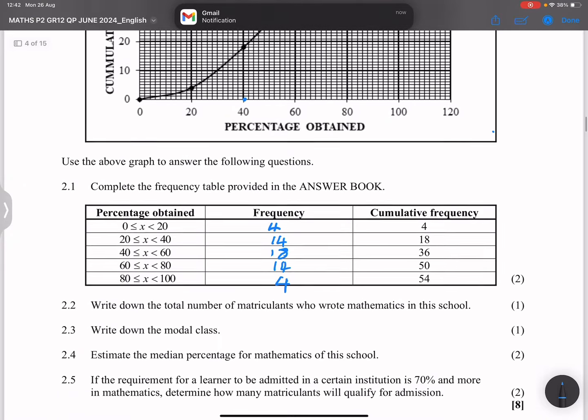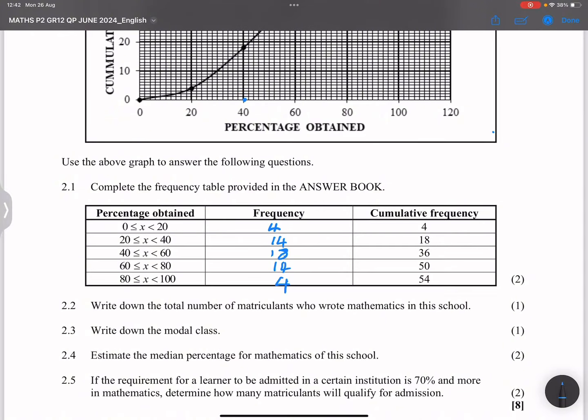Now they say to us, write down the modal class. The modal class is where we've got the greatest frequency, so the most number of people, and you can see that our modal class will be between 40 and 60. So our modal class will be x greater than or equal to 40 and less than 60.